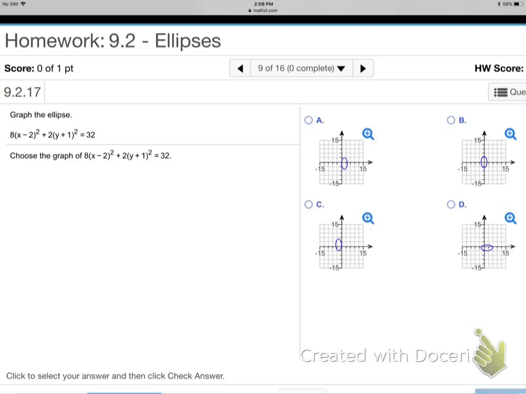Okay, so we've got 8 times (x minus 2) squared plus 2 times (y plus 1) squared is 32. All right, so try that one. What's his first issue? What needs to be done about him first? Get the square parentheses alone. Get a 1 on the right side. For ellipses, for graphing the egg shapes, you gotta have a 1 on the right side. So divide through everything by 32.